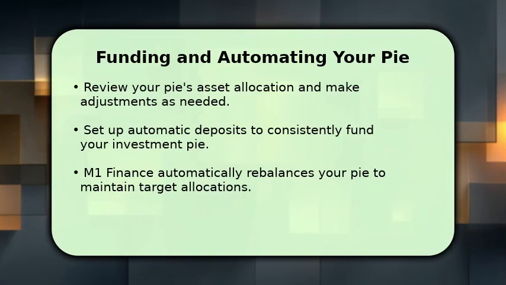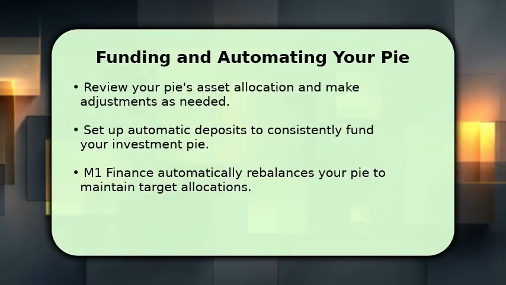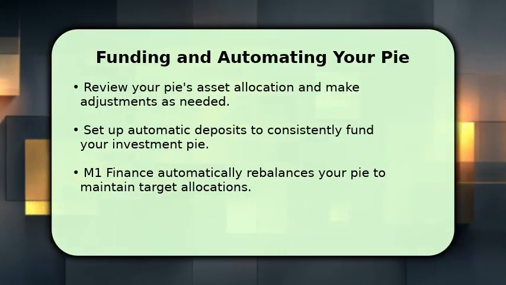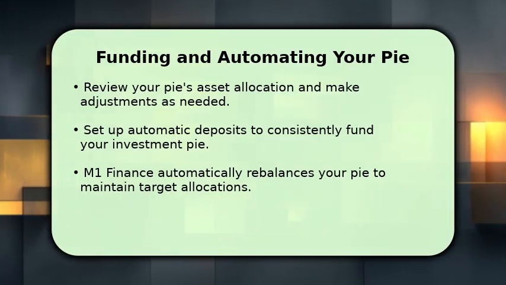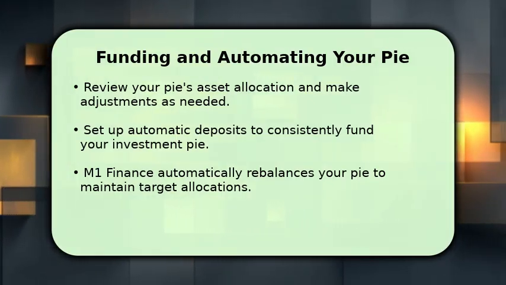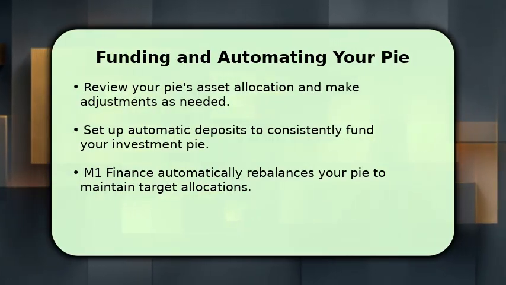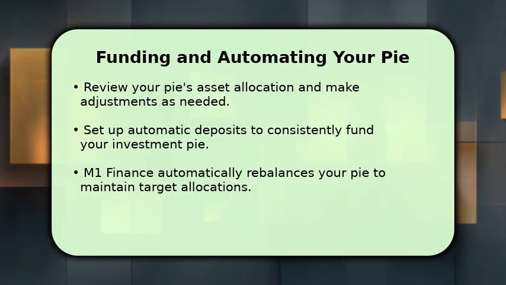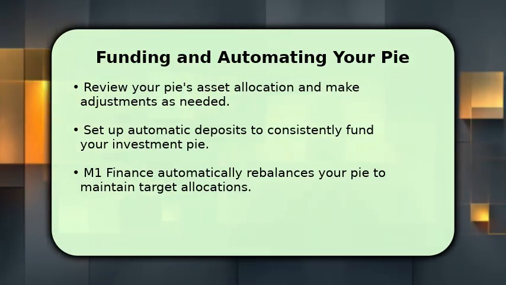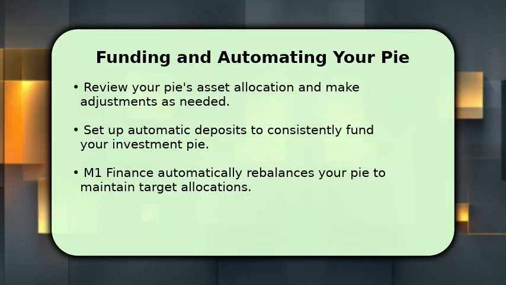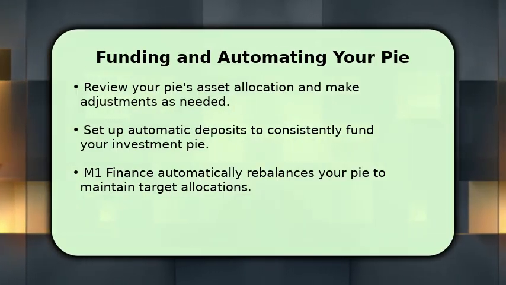With your slices chosen, review your pie's overall allocation. You can easily adjust percentages for each slice until you're satisfied with the balance. Once your pie is set, you'll need to fund it. You can make a one-time deposit or set up recurring automatic transfers, which is a great way to consistently grow your investments. M1 Finance then handles the buying and selling to keep your pie balanced according to your chosen percentages.